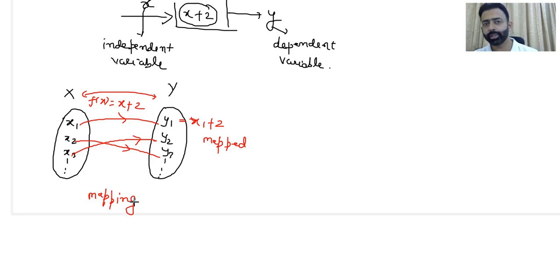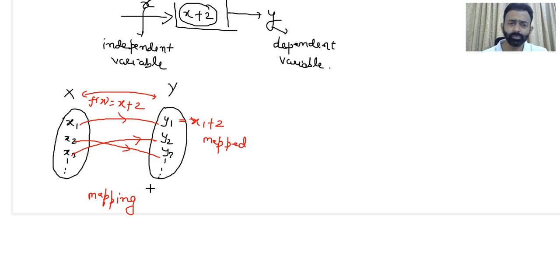Now, how are the input and output variables related? There can be a number of ways in which x1 can be mapped to y1. It is not necessary that x1 should be mapped to y1 only. There is another kind of mapping in which we can map x1 to y2 also. Okay, so the next topic is how we can define different types of mapping.